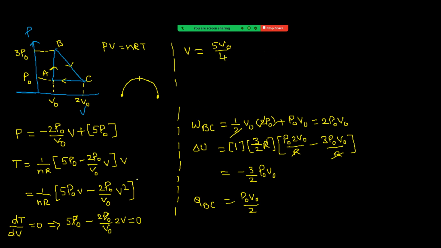Now substitute this value in this expression, then we get the corresponding maximum temperature. And see that value, how much? After substituting this value there, we are going to get 25 upon 8 P naught V naught by R. Okay. Let us see the next problem.